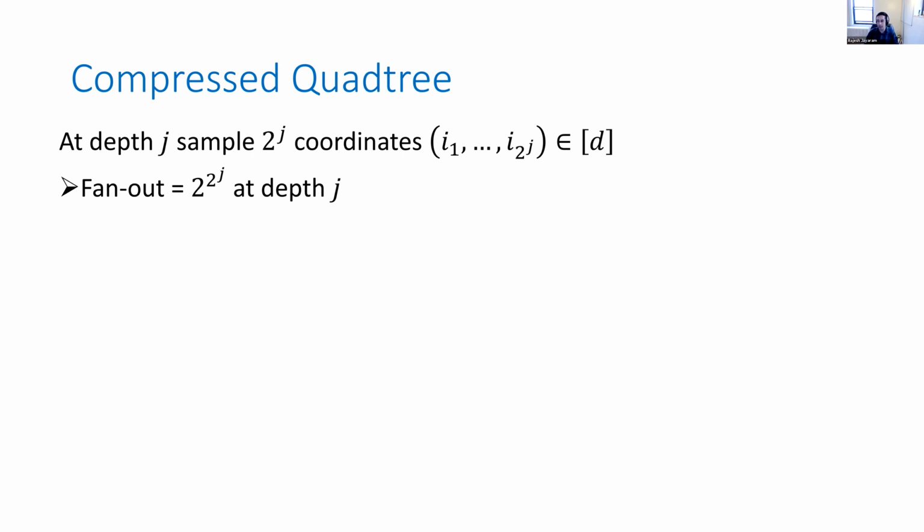So it turns out, and it actually won't matter ultimately, but from an analytic perspective, it's much easier to work with a so-called compressed quadtree. And what this is simply: at the depth j of the tree, instead of sampling one coordinate, I'm going to sample 2 to the j coordinates, i1 up to i_{2^j}, uniformly at random. And then instead of having just 2 children, I'm going to have 2 to the 2 to the j children, corresponding to all possible ways of fixing these coordinates. So what that means is that after log d levels in the tree, I'll have sampled d coordinates, which are all the coordinates at that point. So the depth of this new compressed quadtree is going to be only log d instead of d. And so really all I'm doing is I'm taking this depth d tree and I'm taking sequences of 2 to the j levels and compressing them into a single level.